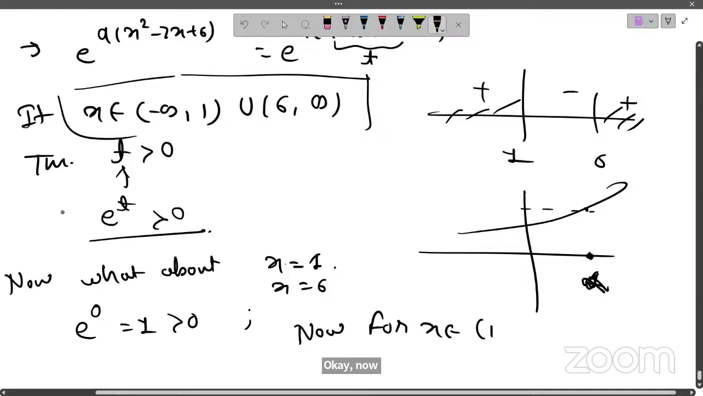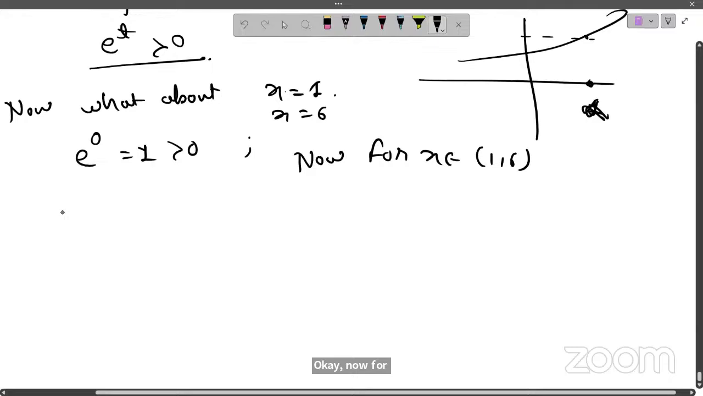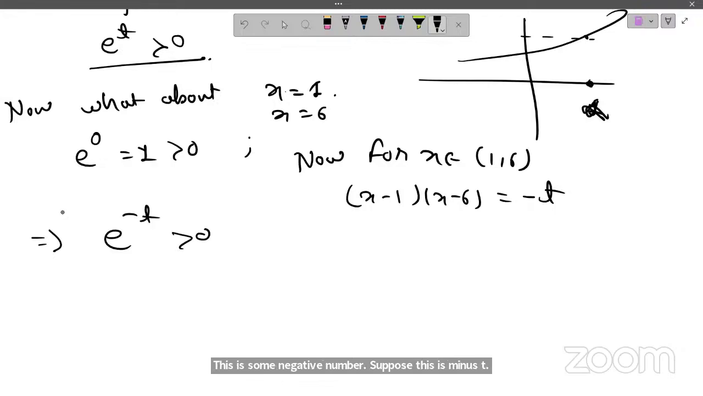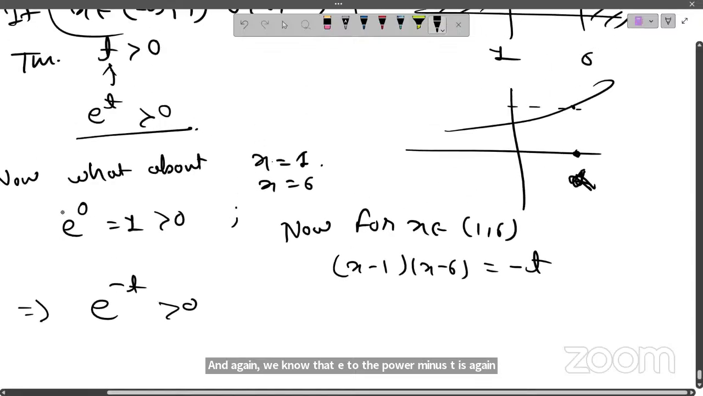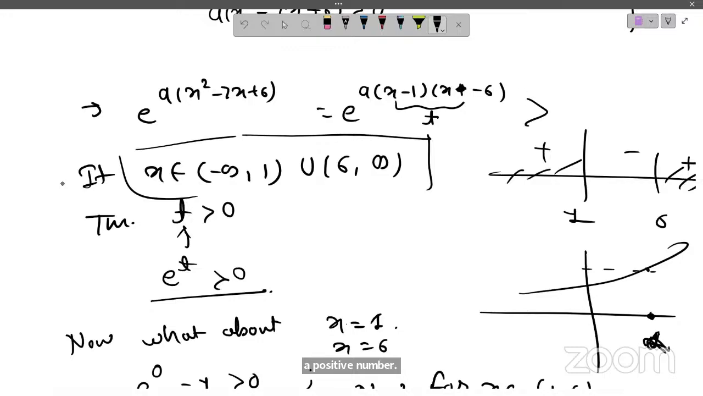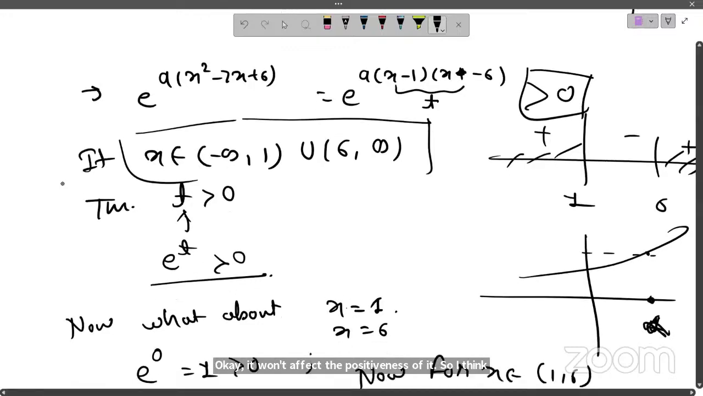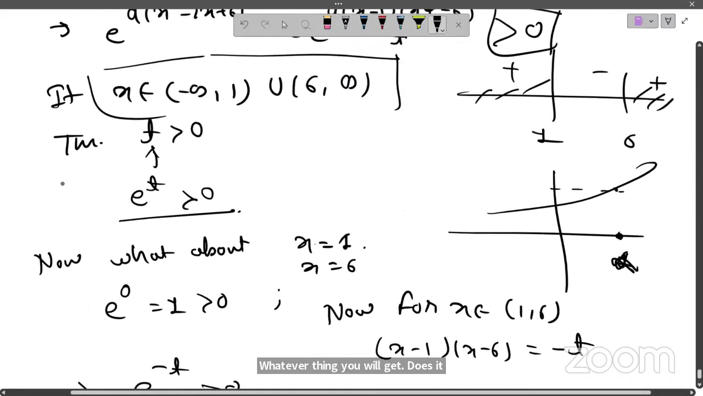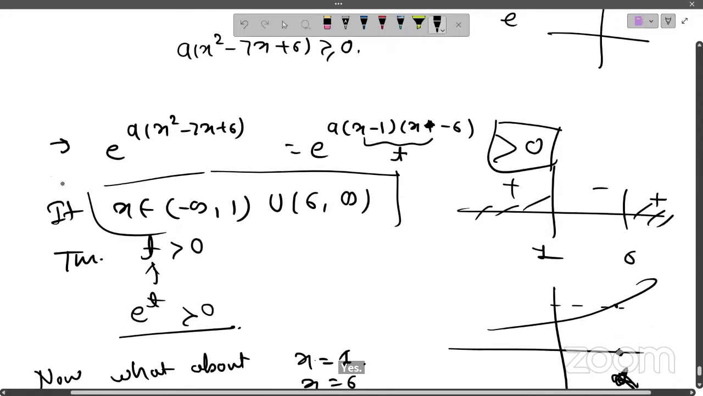Okay. Now for x between 1 to 6, what will happen? When x is between 1 to 6, this expression x minus 1 into x minus 6 is some negative number. Suppose this is minus t. And again, we know that e to the power minus t is again a positive number. Whatever t will be, that won't affect the positiveness of e. So I think this expression is always positive, no matter what you get. It doesn't depend on that. Yes, true, ma'am. e itself is positive, and there is no scaling in y.